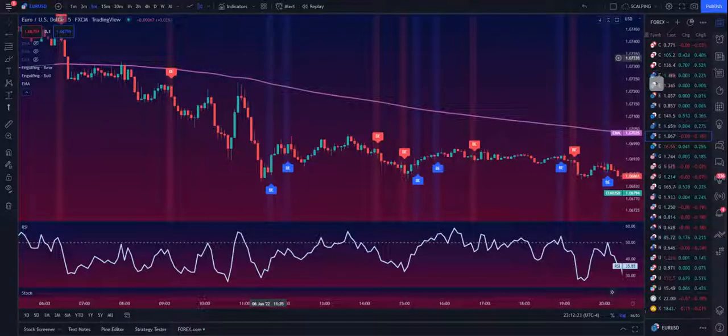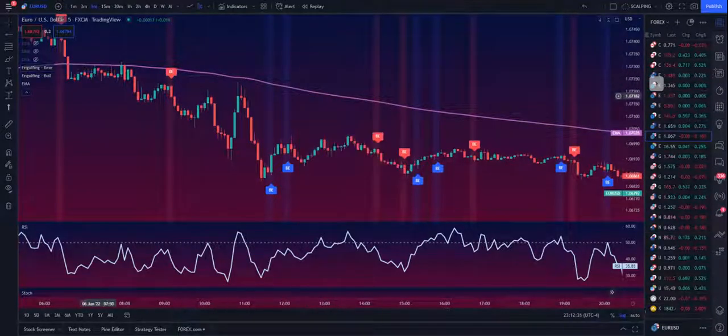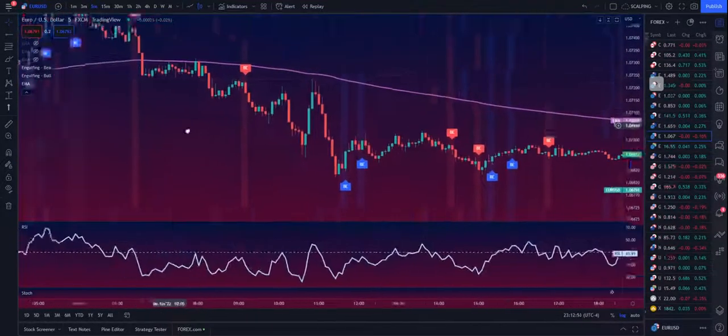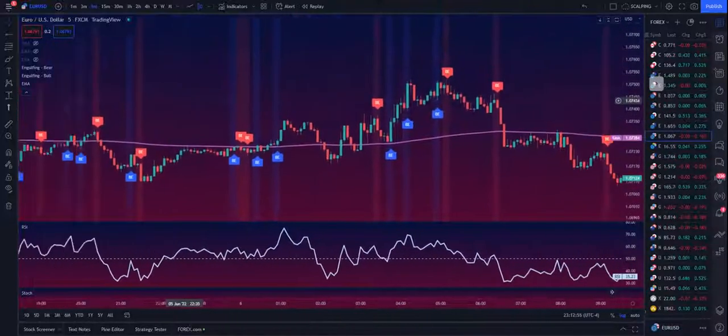Again, these are bullish engulfing, bull engulfing, bear, the red ones. Make sure to set them up to the no detection. The RSI, we just want the 50 line. And on this one, price needs to be above or below the 200 exponential moving average. Sorry.